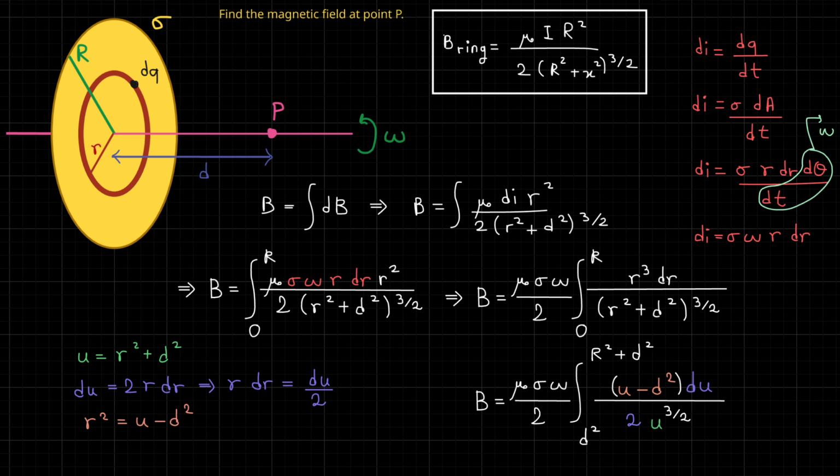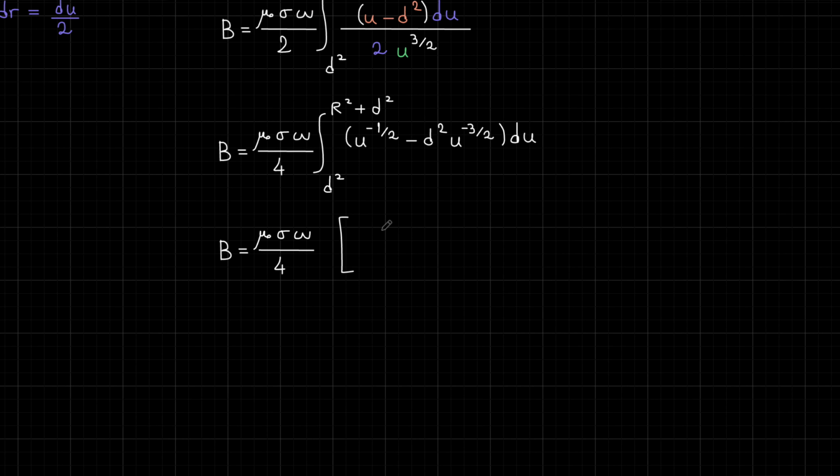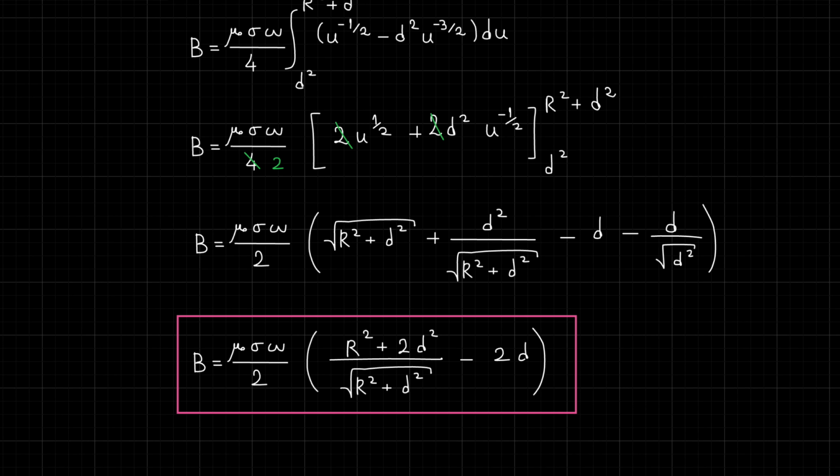In the next line, I'm going to separate out the integrand so we have it in two terms so we can take the integral easily. Let's integrate each term. The first term will bring a factor of 2 times u to the power 1 over 2. And then the next term has already a factor of d squared, but it also brings up a factor of negative 2, which makes this positive. So plus 2d squared u to the power negative 1 over 2 integrated from d squared to capital R squared plus d squared. Here's our final answer after substituting the lower and upper bounds and doing some simplifications.